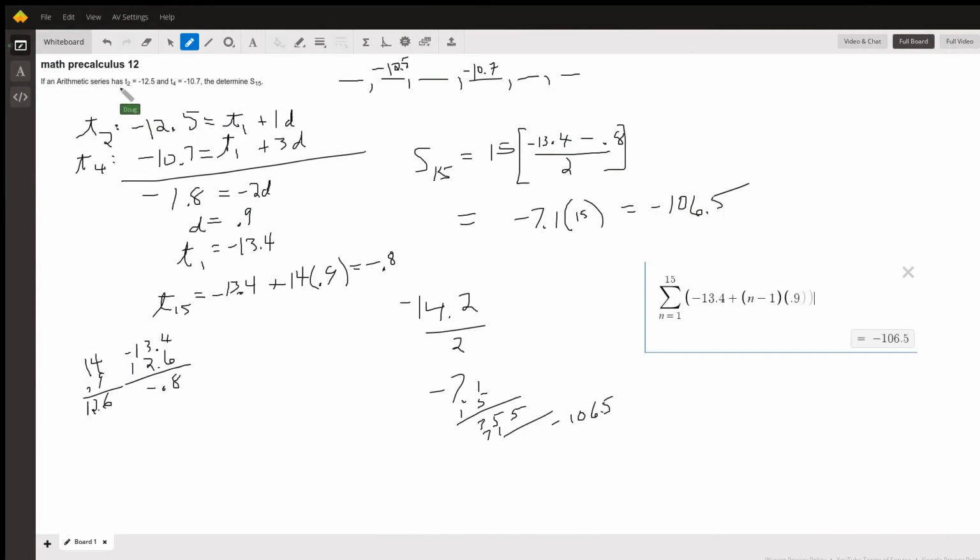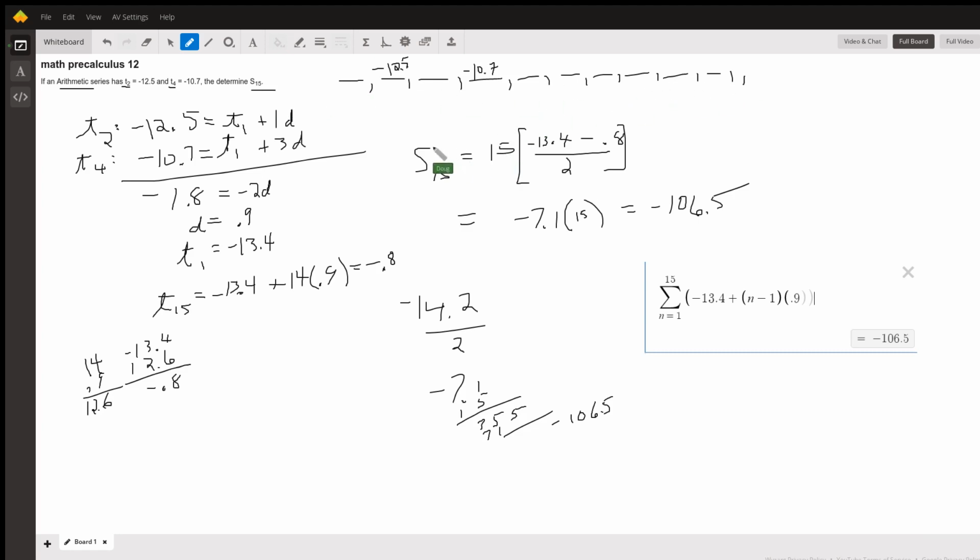Okay, I'm going to make the assumption that T sub 2 and T sub 4 stand for term 2 and term 4 of the arithmetic series. Here's an arithmetic sequence where negative 12.5 is the second term and negative 10.7 is the fourth term. And we want to find the sum of the first 15 terms. That's what S sub 15 stands for.